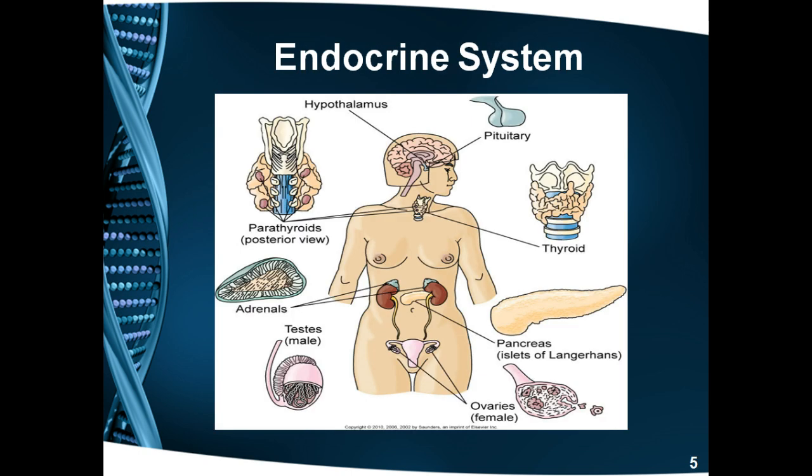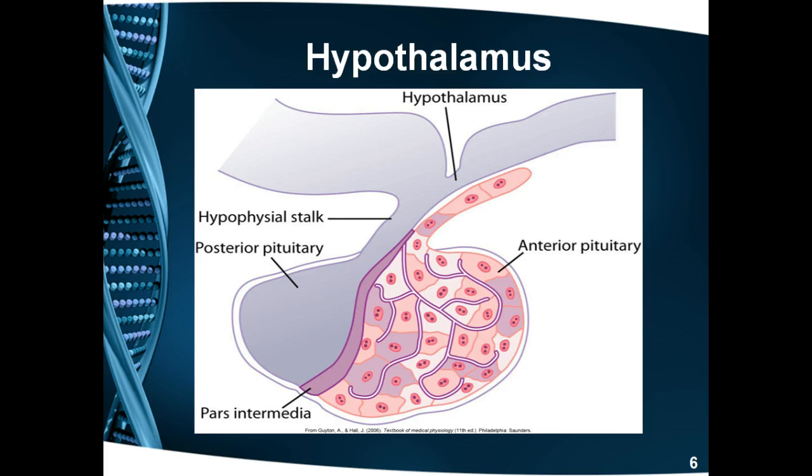We're going to start talking about what we discussed earlier, the endocrine system, which is composed of the hypothalamus, the pituitary, of course, the parathyroids, the adrenals, the thyroid, the testes, the pancreas, and the ovaries. When we talk about the hypothalamus and the pituitary glands, the hypothalamus is, like we said before, a small area of nerve and glandular tissue located beneath the thalamus in the brain.